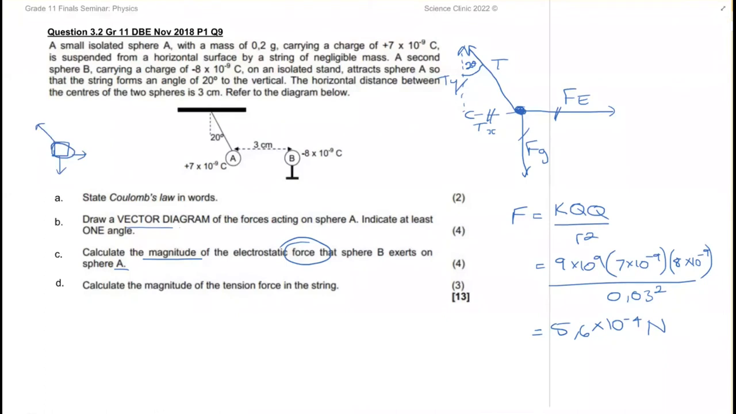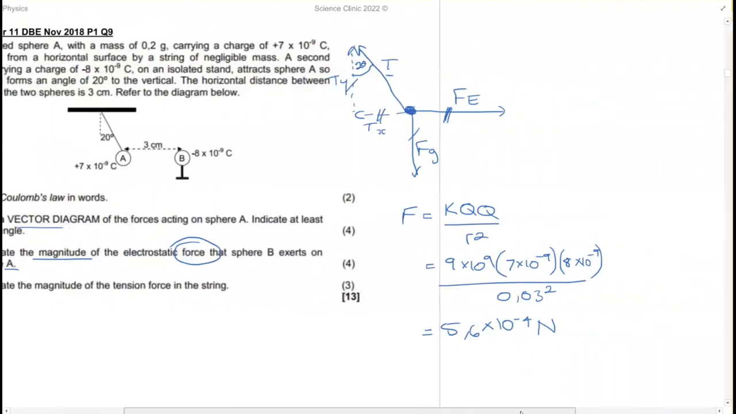I just do the free body diagram because those are the ones that we do nowadays. Okay, now the next one says calculate the tension force in the string. So we're looking for T. Okay, so we know that our electrostatic force balances the X components of T. So we can use our sine component, I think is the easiest one, which is not an option on your memo. We can use that sine component to calculate that.